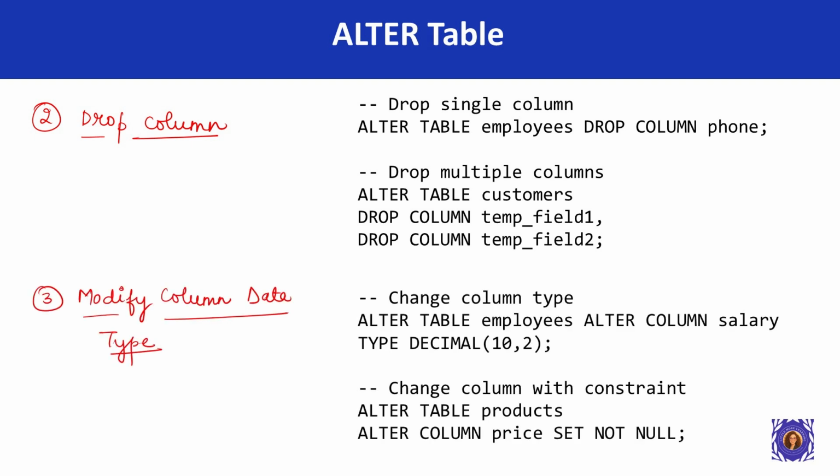Modifying a column's data type allows you to change how data is stored in that column. For instance, you might alter column to change an employee's salary from an integer to a more precise decimal type. You can also use this to add or change column constraints, such as ensuring a price column in the products table can no longer be null by setting it not null.